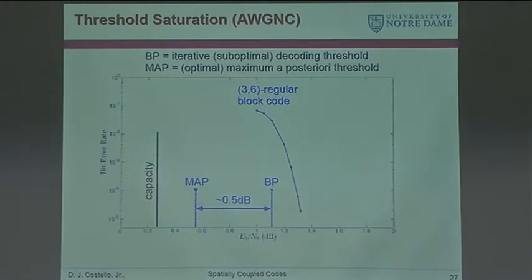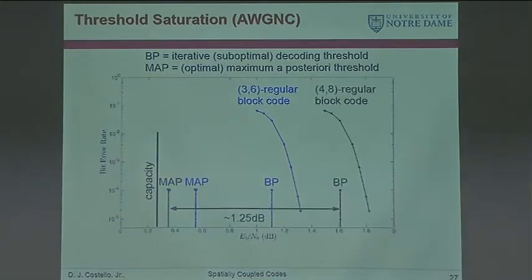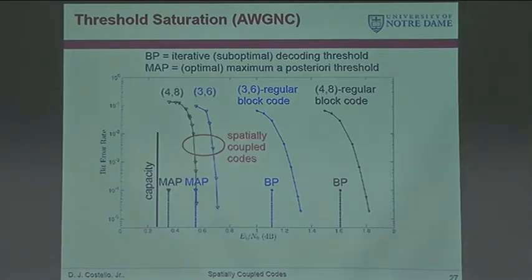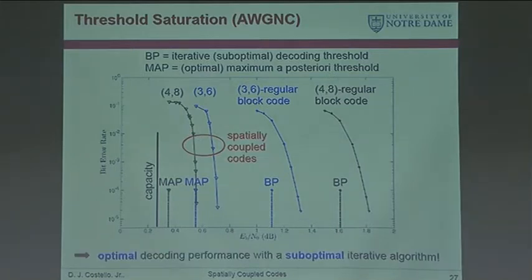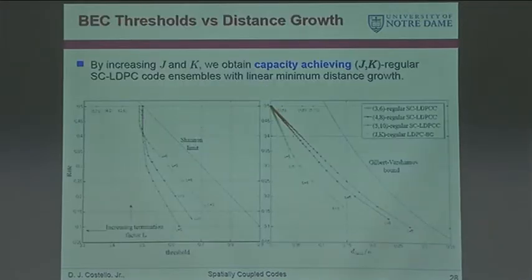Okay, and this is just the same picture on the Gaussian channel, except here we did it with 4/8 instead of 5/10. And the spatially coupled follow the MAP thresholds. Again, this is with iterative belief propagation decoding rather than the BP thresholds.